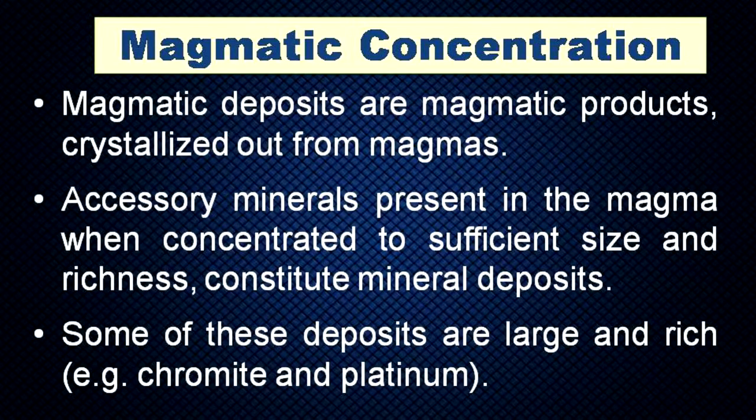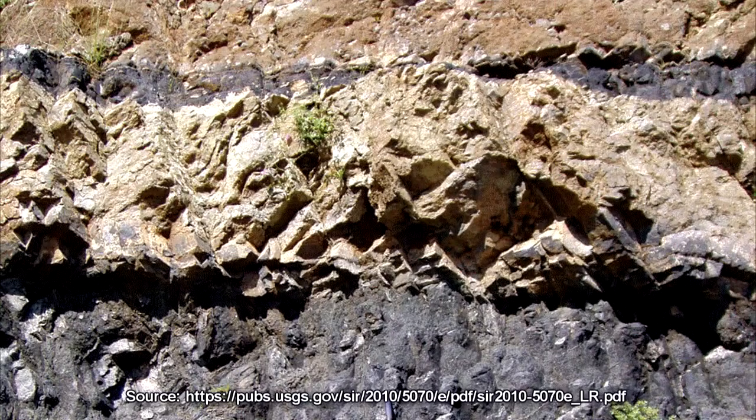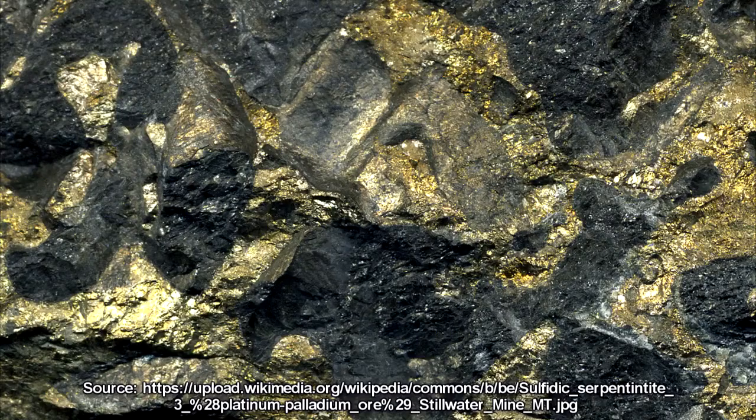After crystallization, these accessory minerals undergo concentration, and the concentration of these elements is to that extent that they are of sufficient size and richness and constitute a deposit. The process is called magmatic ore deposits. Some of these deposits are large and rich, for example chromite and platinum deposits.